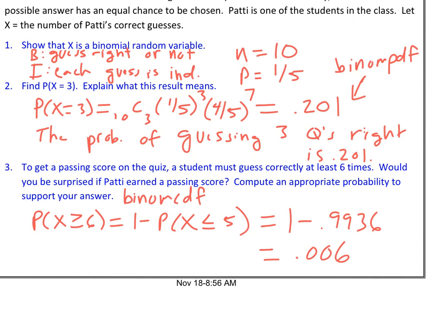Would you be surprised if Patty gets a passing score? Yes, I absolutely would. The odds of her passing this quiz, 10 questions, multiple choice, 5 possible answers, the odds that you would pass it from guessing are very, very low.